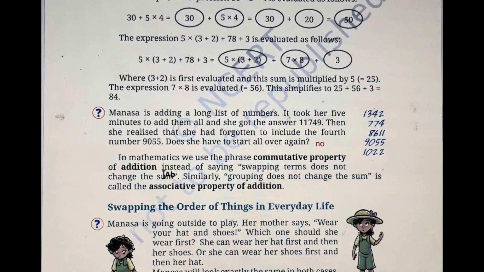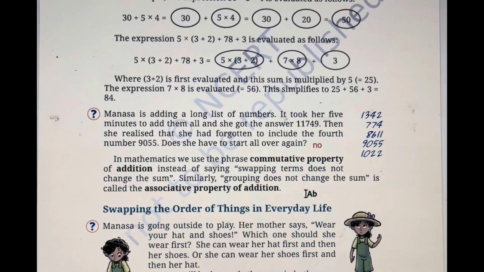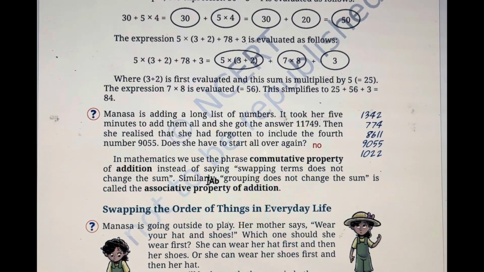Okay, so in mathematics, we use the phrase commutative property of addition instead of saying swapping the terms does not change the sum. So swapping the terms, we use the word commutative property. Similarly, grouping does not change the sum. That is known as the associative property of addition. So you have to remember the two properties: the commutative property of addition, which is swapping the terms, and the associative property of addition, that is grouping the terms.